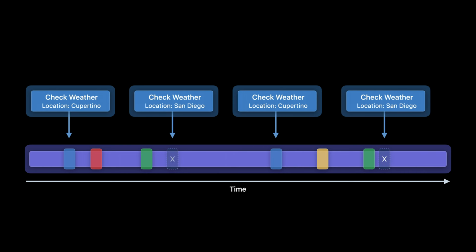If at any time you'd like to delete donations, you can delete a single donation or a group of donations using our deletion APIs. If someone has, for example, removed the San Diego weather location from their stored weather locations, then you can delete intents associated with the San Diego location. It's important to delete donations so people don't get suggestions for actions in your app that are no longer relevant.